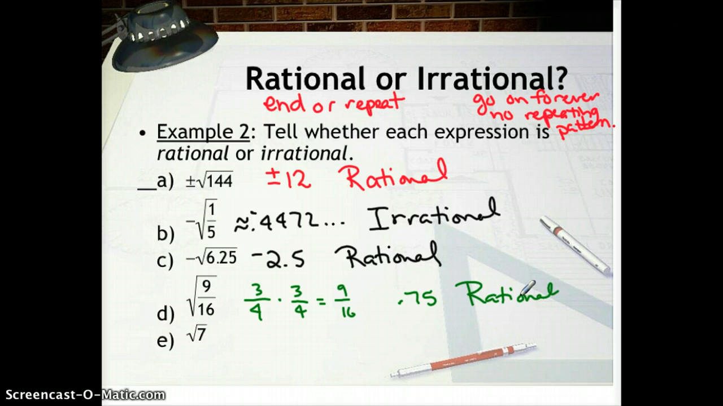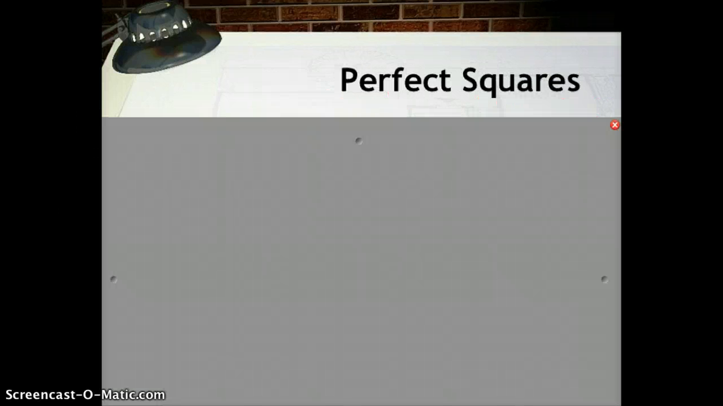If I check out the square root of 7, well, there's not a whole number times itself or an easy decimal or fraction times itself that gives you 7. You can probably guess it's irrational. If I check it on the calculator, I'm getting something like this. It keeps going on forever. That is an irrational number. Okay, so it's important to be able to distinguish between what's rational and what's irrational.